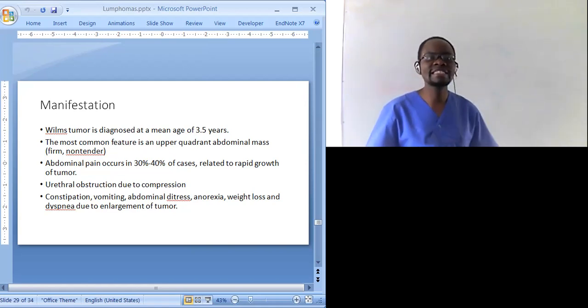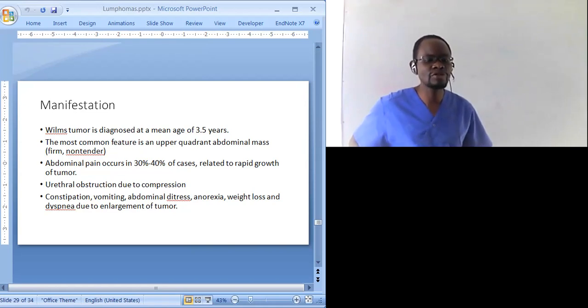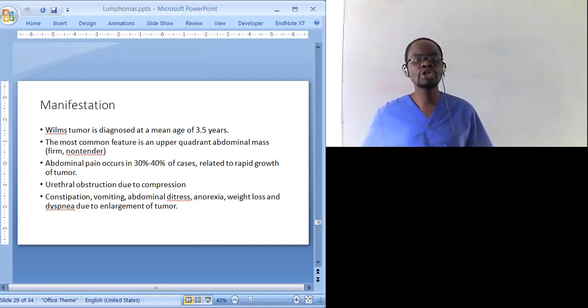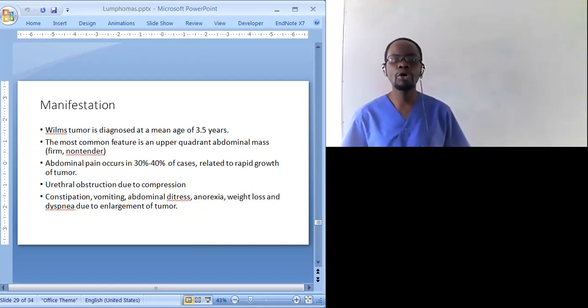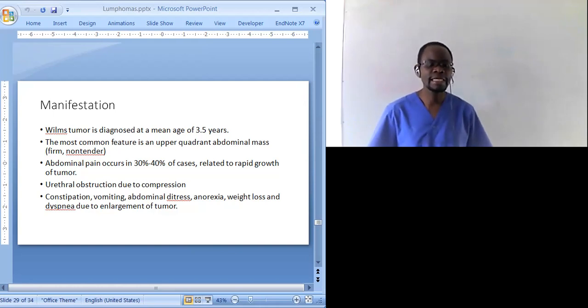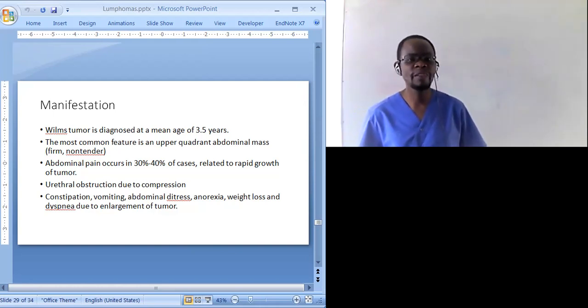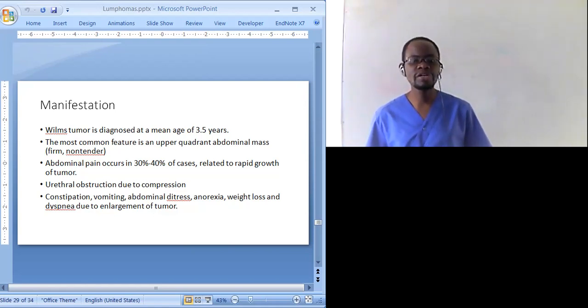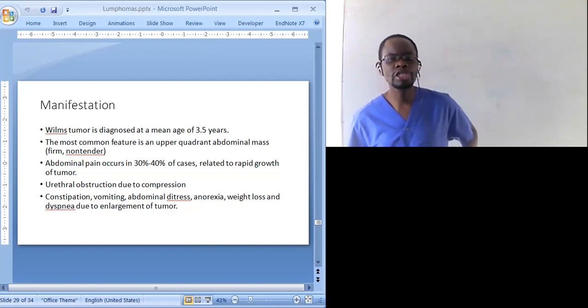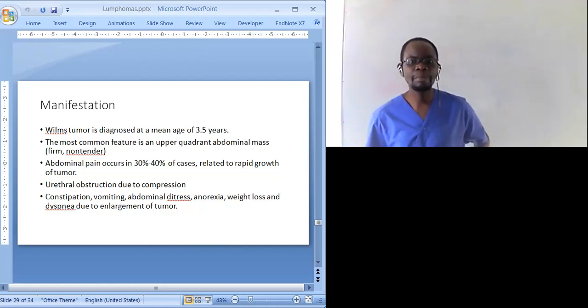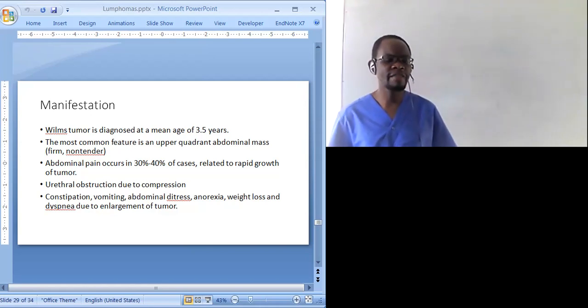The fact that it is firm and non-tender does not warrant that the healthcare worker should keep on palpating it. Actually, one of the precautions is that once it has been realized that this is Wilms tumor, there is no need for over palpating it, because in that way you can cause dislodging of some of the cells, and they end up metastasizing to other structures.